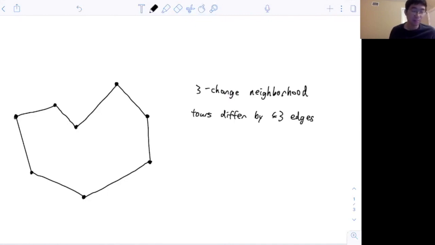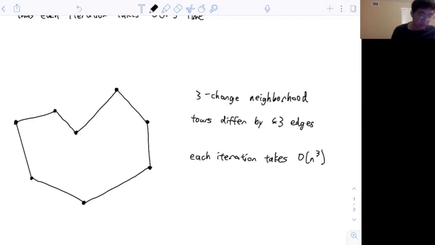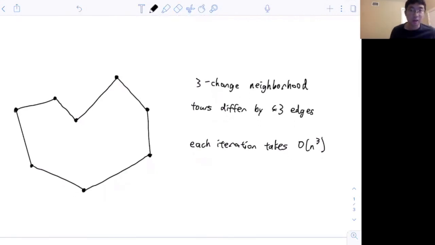The problem with expanding your neighborhood is that each iteration is going to take longer. In this case, each iteration is going to take O of n cubed time, because there's n cubed other tours within the neighborhood of any tour. So this is going to be slightly slower on each iteration, but it's more likely to find an optimal solution.